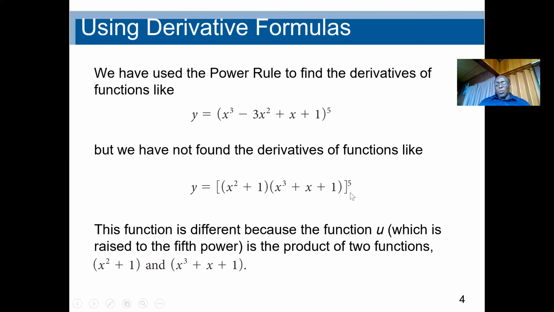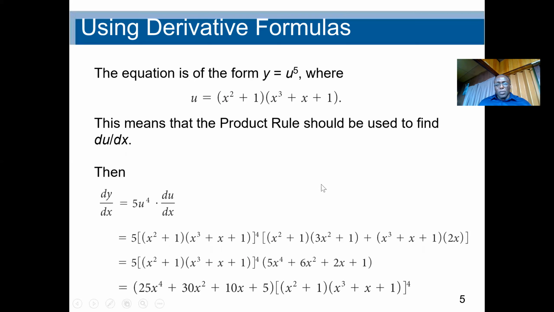So let's see how this problem is solved. Let's follow step by step here. They say the equation is of the form y equal to u to the power 5, because the two terms are raised to the power 5. So here u equal to x squared plus 1 times x cubed plus x plus 1. This means that the product rule should be used to find du/dx. So if this is my u, I'll use the product rule to find du/dx.